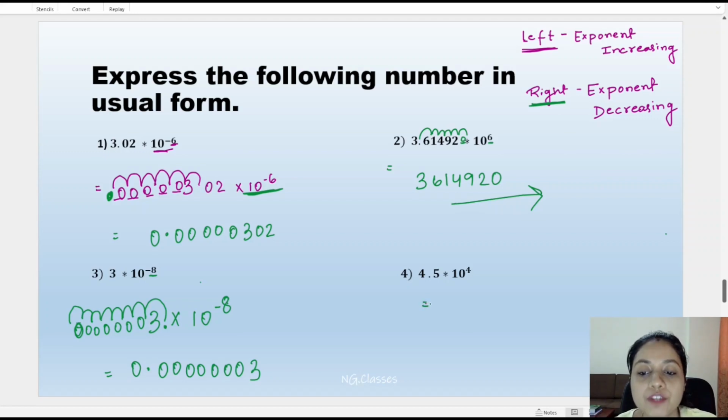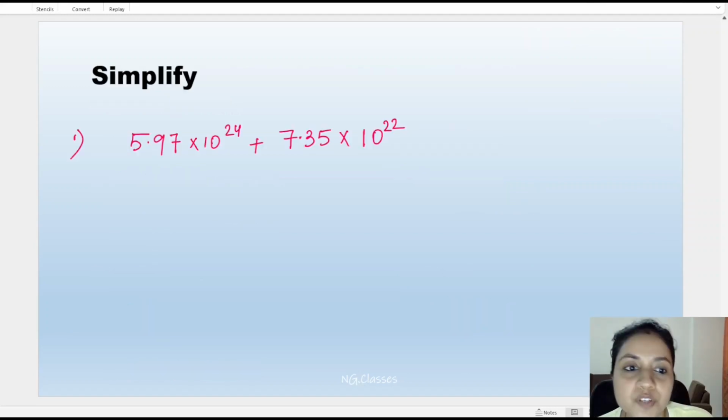Let's do the last question. Here we have 4.5 times 10 to the power 4. Again, this 10 to the power 4 we have to make 10 to the power 0. From 4 we have to go to 0, which means we have to decrease the power. Whenever we have to decrease the power, we must move towards the right direction. So it became 45000. That's it.